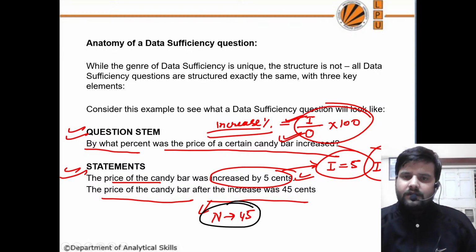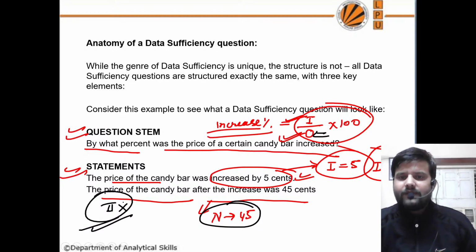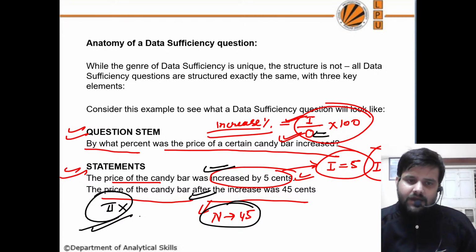Getting my point? But we need what? We need older value. So second alone is also not answering. So what we know, when both alone cannot answer, we check the combination of those. So first statement tells you increase and second tells you new value. So now you know the new price is 45 and it was increased by 5.